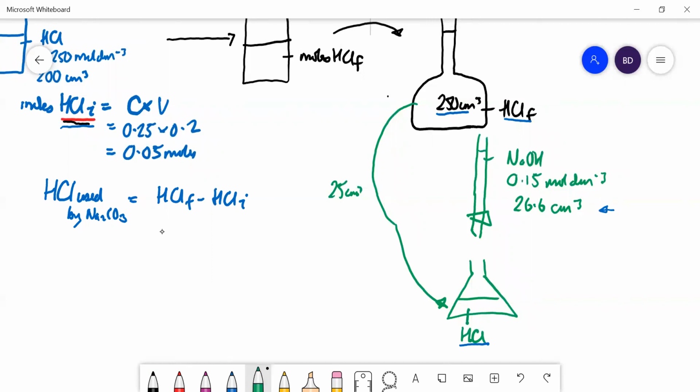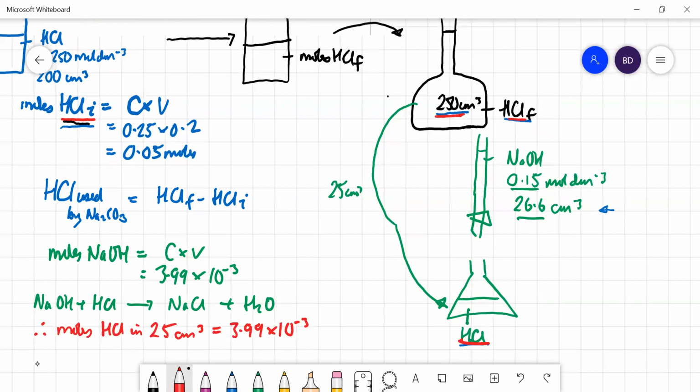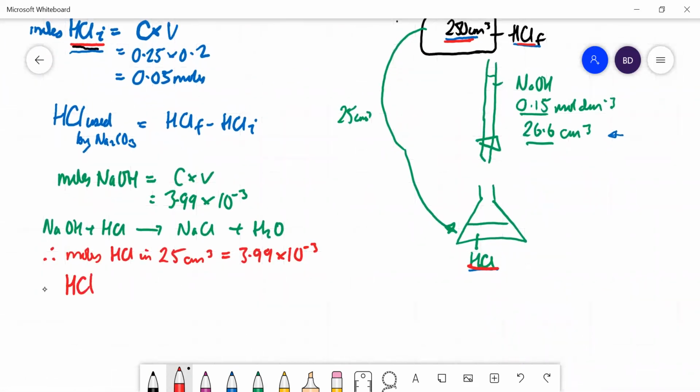So moles of NaOH in the titration is equal to conc times volume, 0.15 times 26.6. That is going to give 3.99 times 10 to the minus 3 moles. Now NaOH and HCl react in a 1-to-1 ratio. There's the equation. So therefore, moles HCl in 25, that's in here, is going to be the same. We want to work out the moles in 250 to give us HCl final, so we times that number by 10. So moles HCl final is equal to 3.99 times 10 to the minus 2.